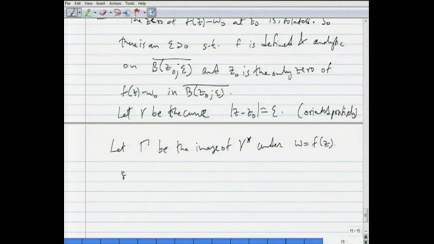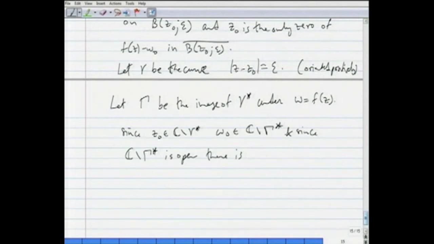Of course, w naught will belong to C minus capital gamma star. And since this is open, there is a neighborhood of w naught which is in C minus capital gamma star. So there is a delta positive such that w belongs to C minus capital gamma star for w belonging to a ball of radius delta around w naught. This is our candidate which we are seeking.